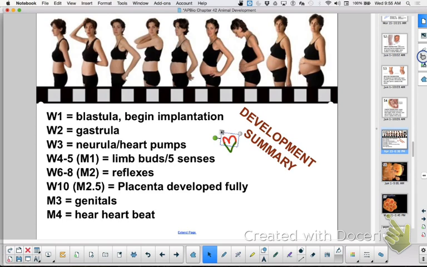And then week 10 is when you get the placenta. And by month 3, you can see genitals. And by month 4, you can hear the heartbeat. And the way I remember that, month 4, so they're farther along, how many chambers do we have in our heart? 4. Not to be confused with week 4. But week 4 is really early on.